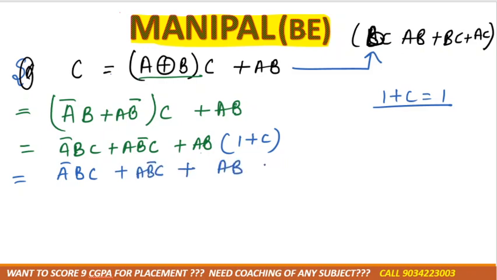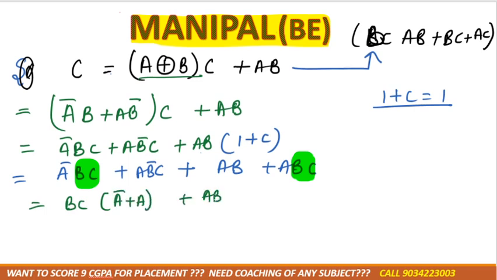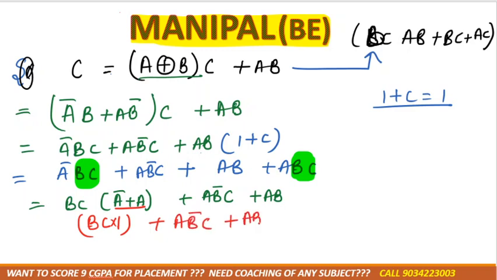AB, I'm multiplying, then AB, correct? So now we'll have B and B. Can take B common from these. Then the left term would be A bar plus A. Rest of the term is same, AB bar C plus, correct? Now A bar plus A is 1, so it would be B only. Then AB bar C plus AB.